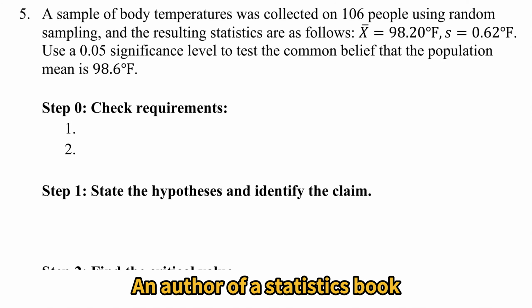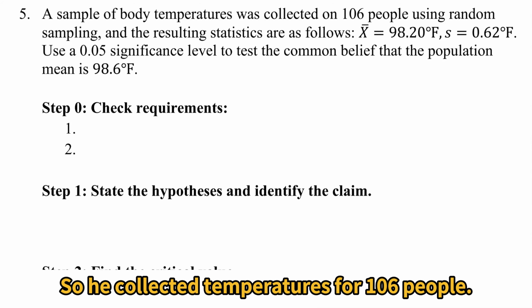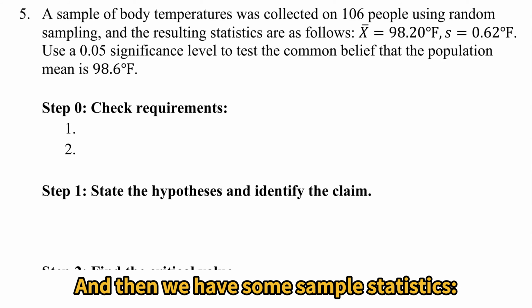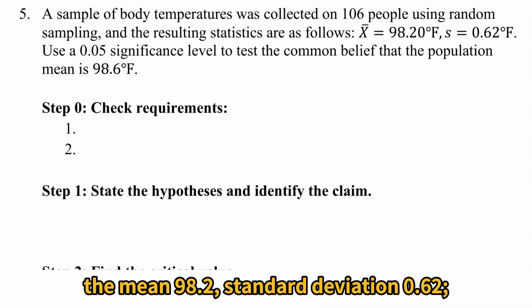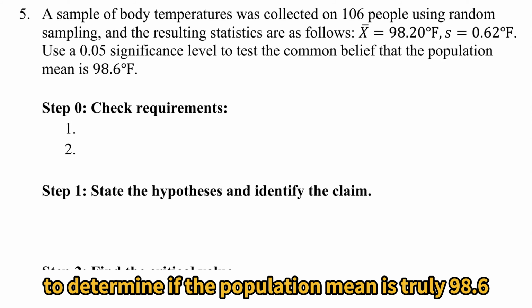An author of a statistics book decided on his own he's going to do a random sample. So he collected temperatures for 106 people, and then we have some sample statistics. The mean 98.2, standard deviation 0.62. And we're going to run a hypothesis test to determine if the population mean is truly 98.6 degrees Fahrenheit.